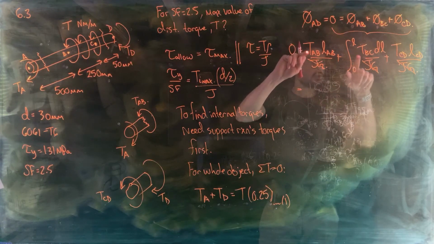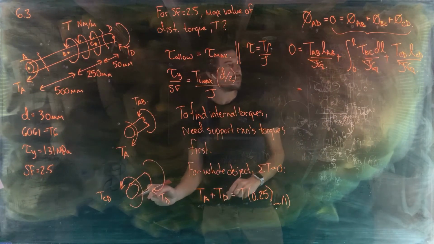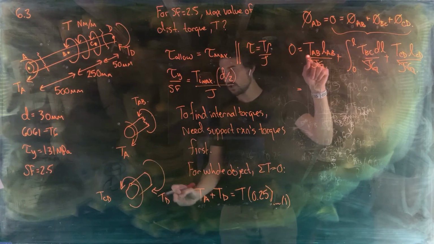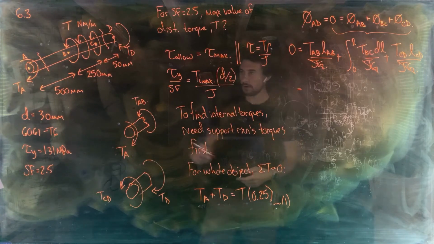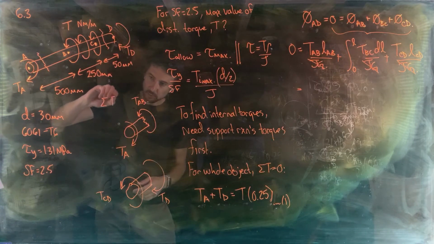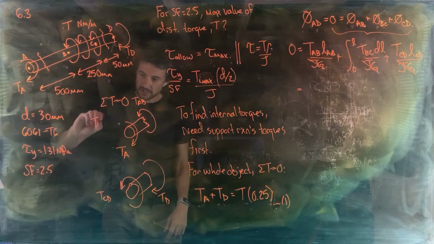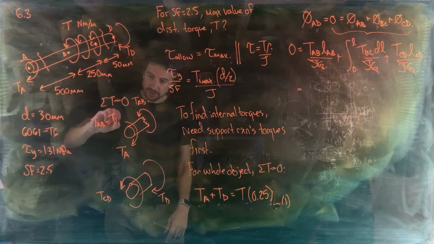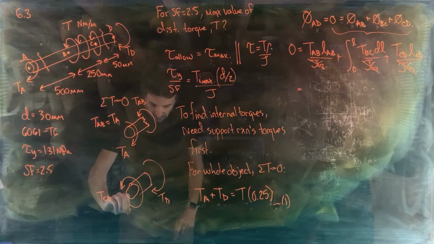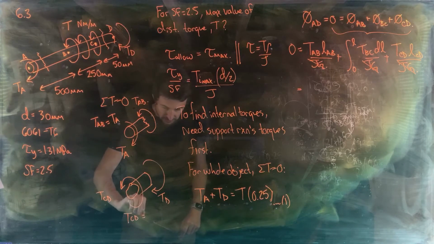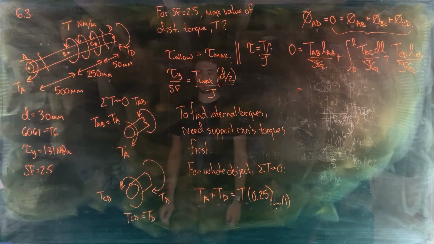And we've got internal torques here, and looking at our free body diagrams, we can substitute in our internal torques for our support reaction torques. From the sum of the torques equal to 0 for this little free body diagram here, we know that TAB has to be equal to TA. And for this free body diagram down here, we similarly know that TCD needs to be equal to whatever the value of TD is.